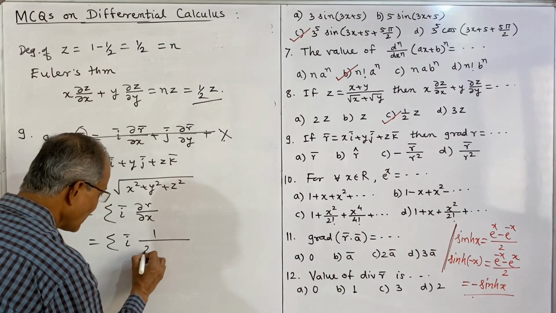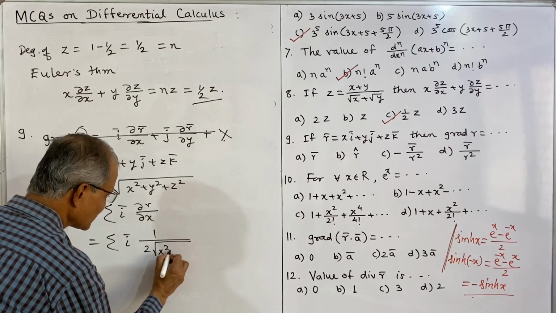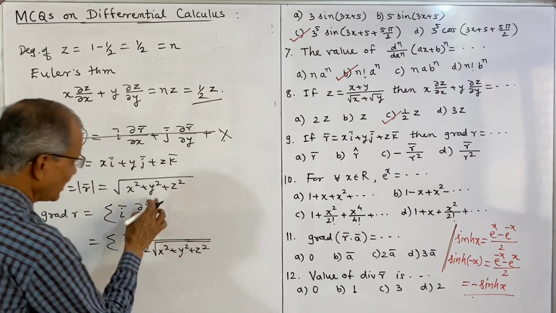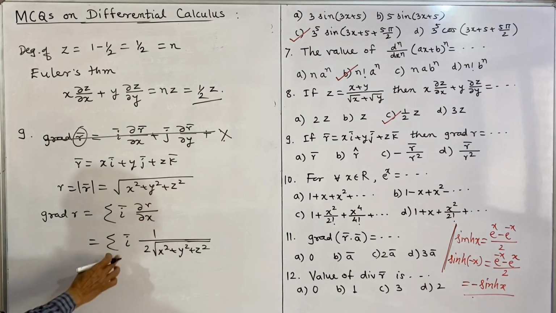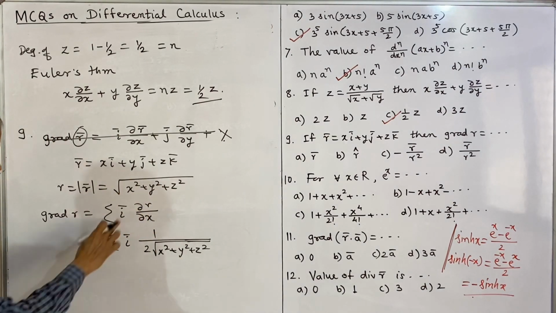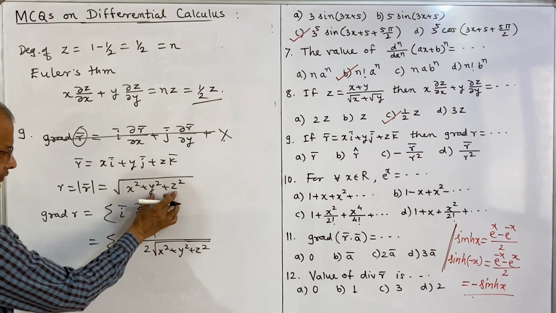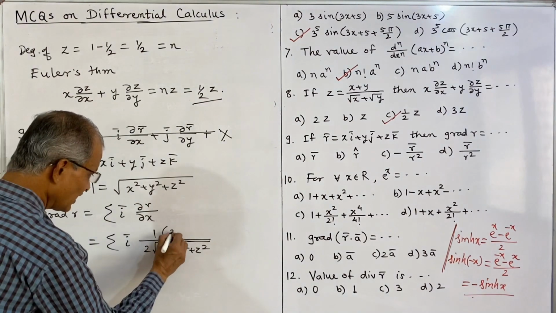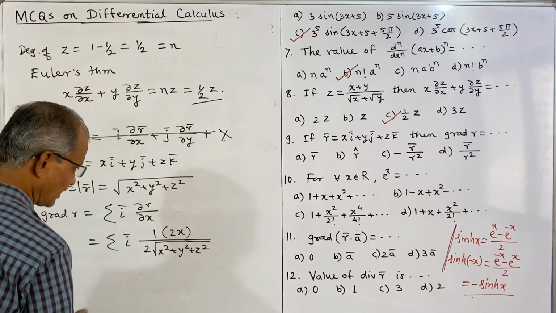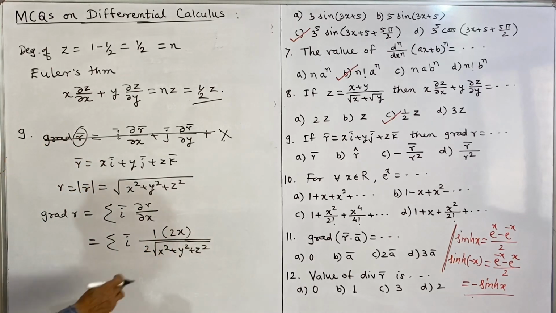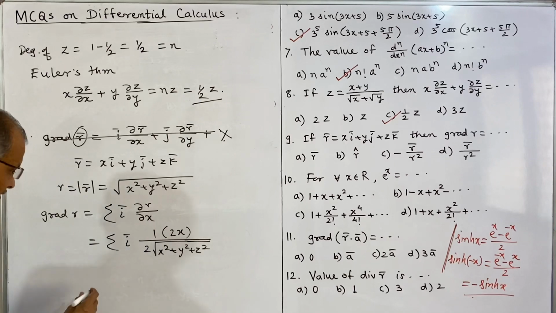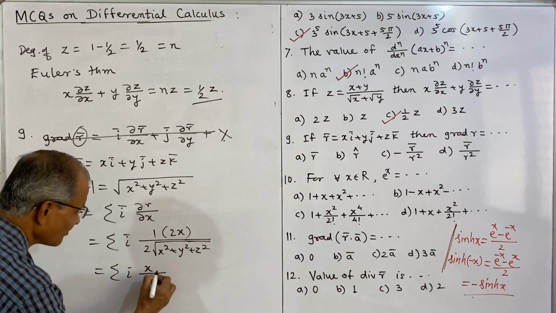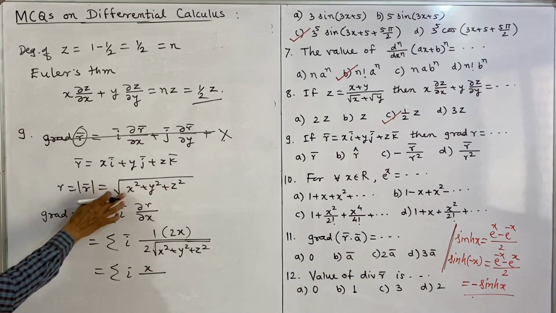You see, the derivative of root x is 1 over 2 root x, and therefore it is 1 upon 2 root of x square plus y square plus z square, into the derivative of the inner function with respect to x, partial derivative with respect to x, that is 2x, and partial derivatives of y square plus z square will be 0. So it is 1 into 2x. These two can be cancelled, and what remains is x divided by root of this. So therefore this is summation i x divided by root of this quantity, which is again r.